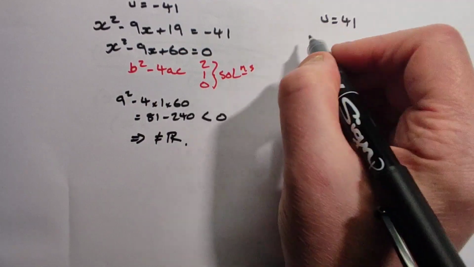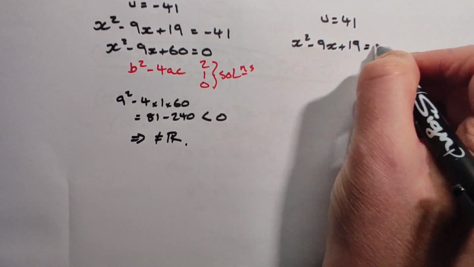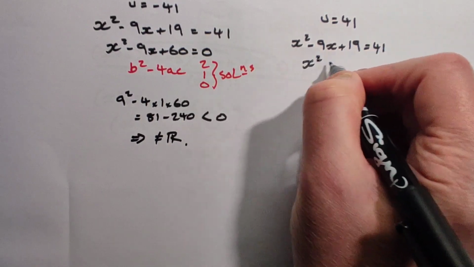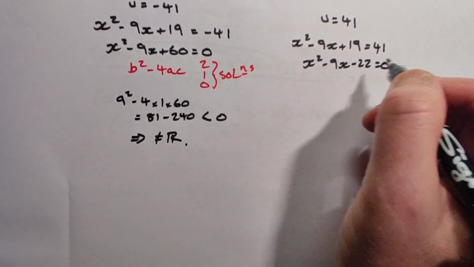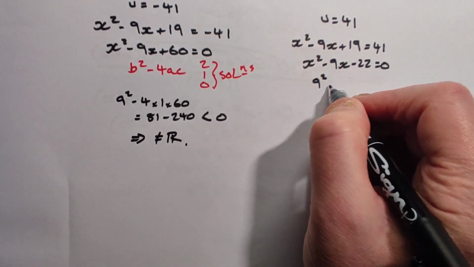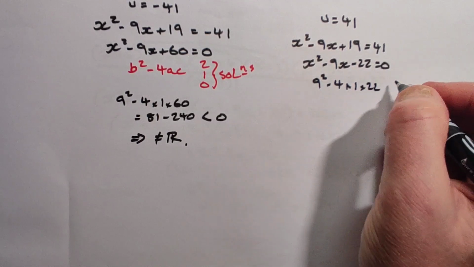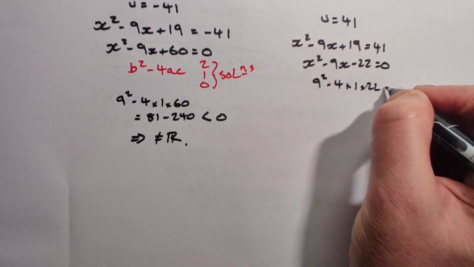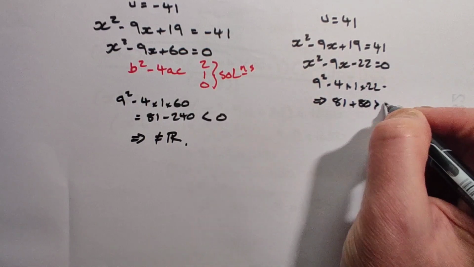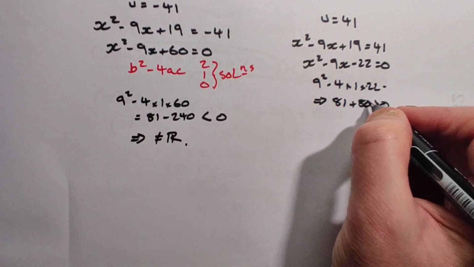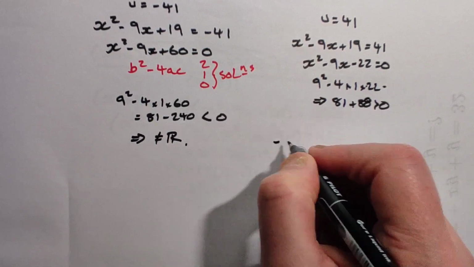So let's explore u equals 41. x squared plus 9x plus 19 equals 41. So turn that all on one side, you've got x squared plus 9x minus 22 equals 0. Apply the discriminant, and it's 9 squared minus 4 times 1 times minus 22. So therefore, that equals 81 plus 88, which is greater than 0. So we know we have real solutions.